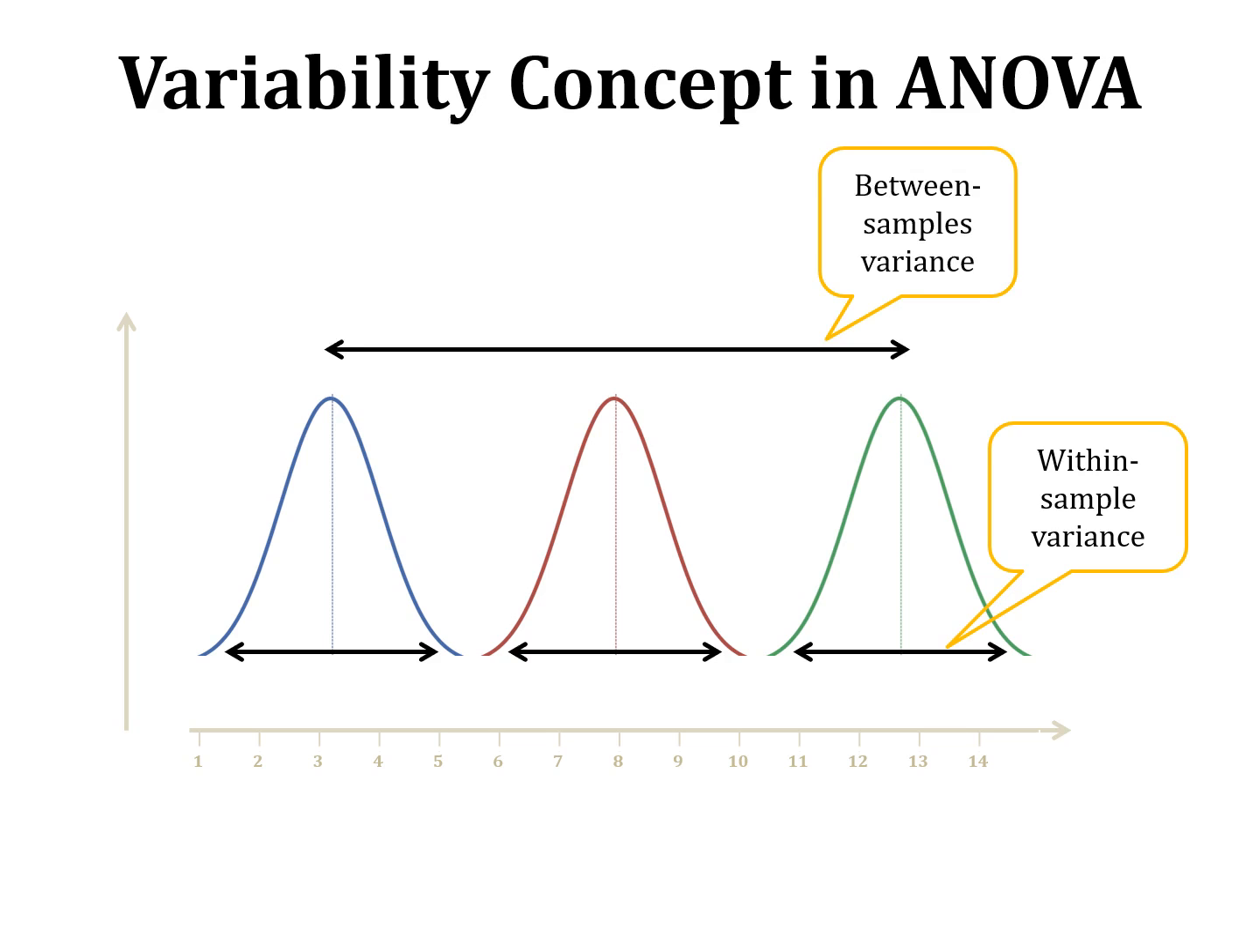Then we have the between-samples variance. This is the variance which is found between different samples, right? This is the variance which is present between different samples. And why is this variance present? This variance is present because of the differences in their mean values.